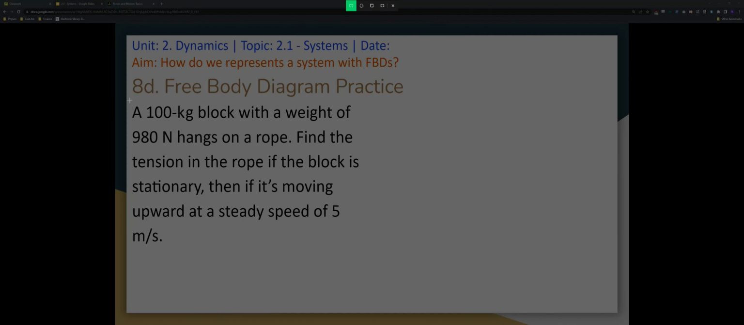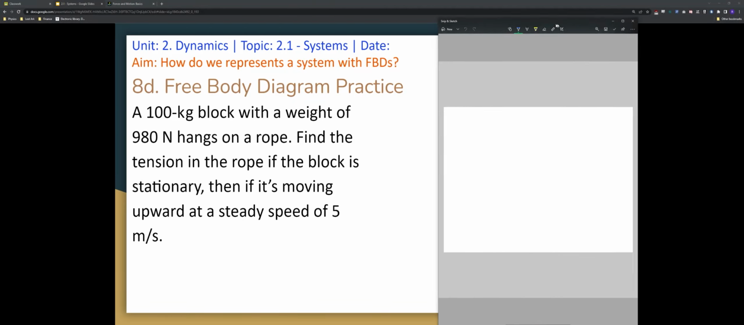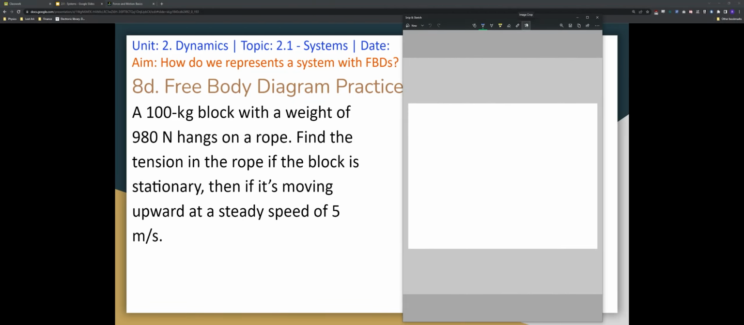So a 100 kilogram block with a weight of 980 newtons hangs on a rope. Right, so you have essentially a force due to gravity acting downward. Find the tension in the rope if the block is stationary.